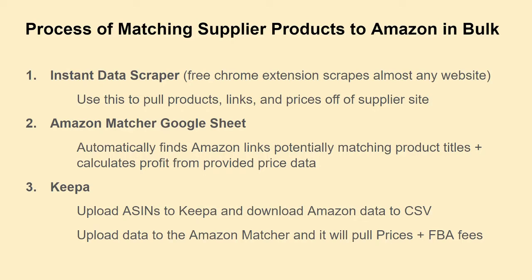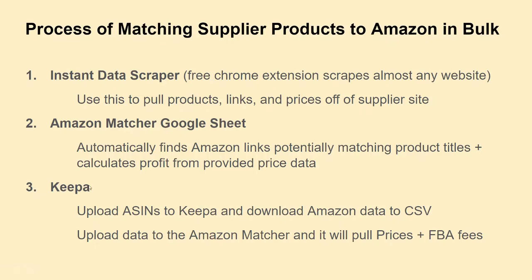Number three is Keepa. Keepa is Amazon data software, and what we do is we upload the ASINs to Keepa, and it's going to download the Amazon data for those ASINs to a CSV. When I bring that data into the Amazon Matcher Google Sheet I created, it's going to be able to pull out the prices, the FBA fees, and from there it can calculate the profit that you could make on the products. So these are the three things involved in my process.